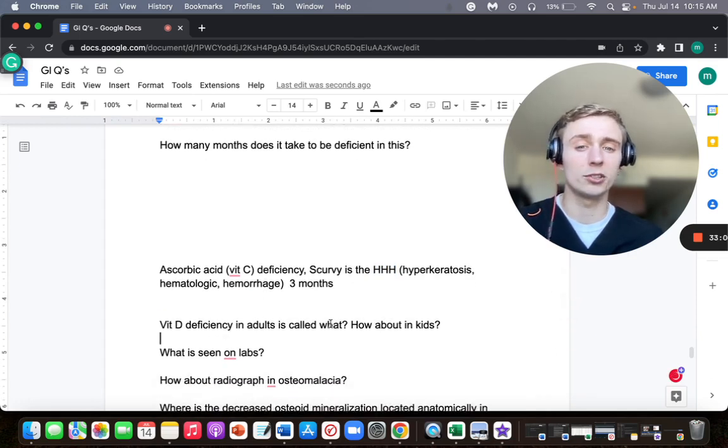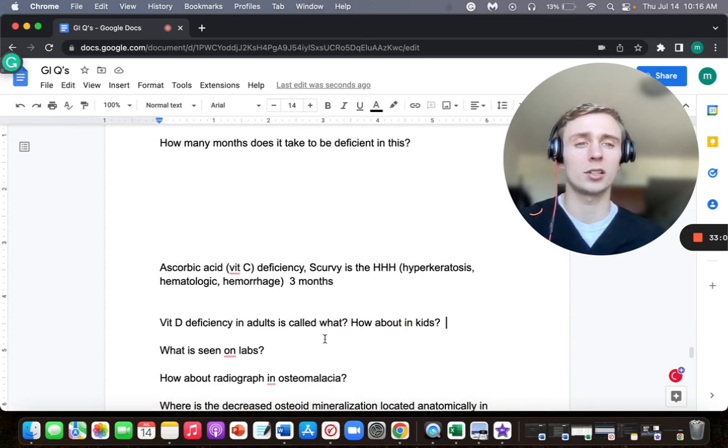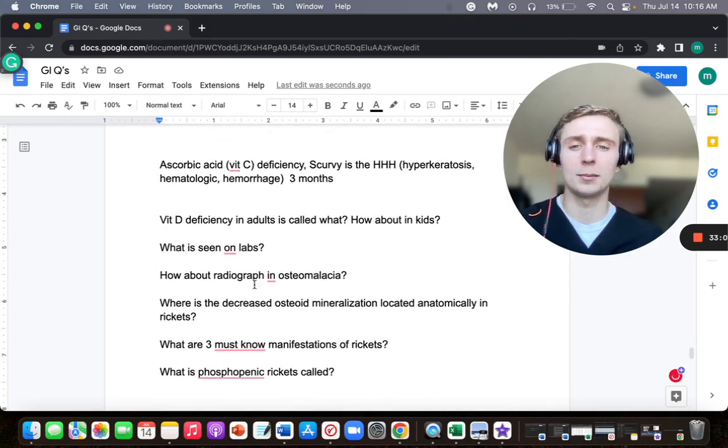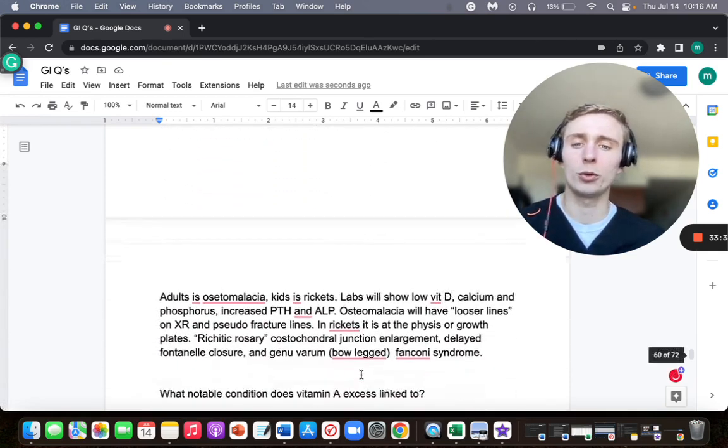Vitamin D deficiency in adults is called what? How about in kids? Also, what is seen on labs? How about radiographs in osteomalacia? What is the decreased osteoid mineralization located anatomically in rickets? There's an important anatomical location for that. What are 3 must-know manifestations of rickets? And what is phosphopenic rickets called? So a few questions about that.